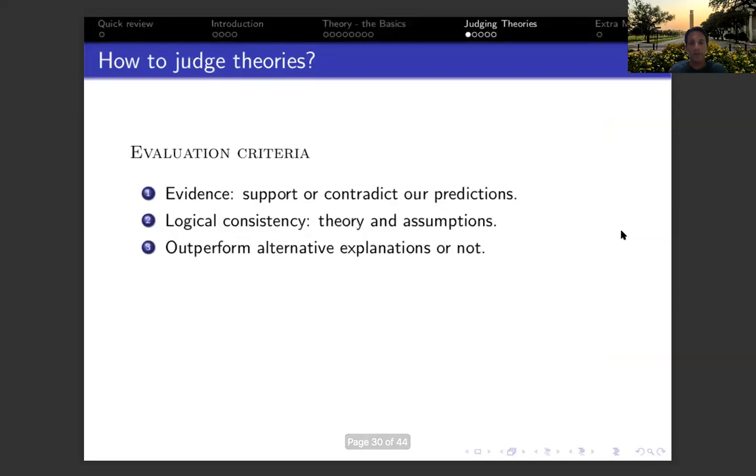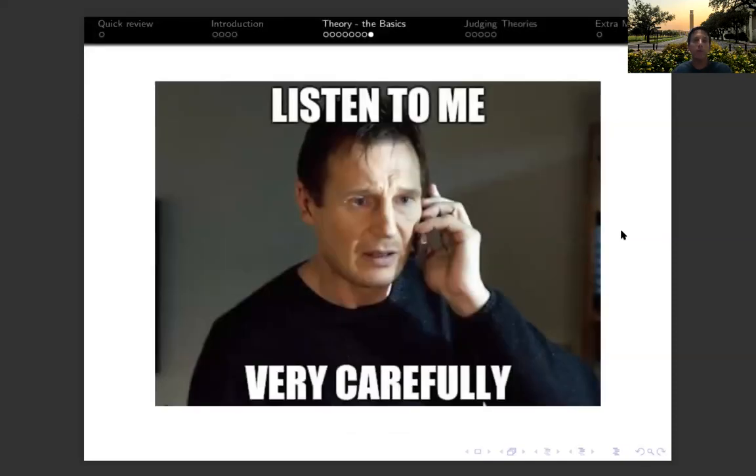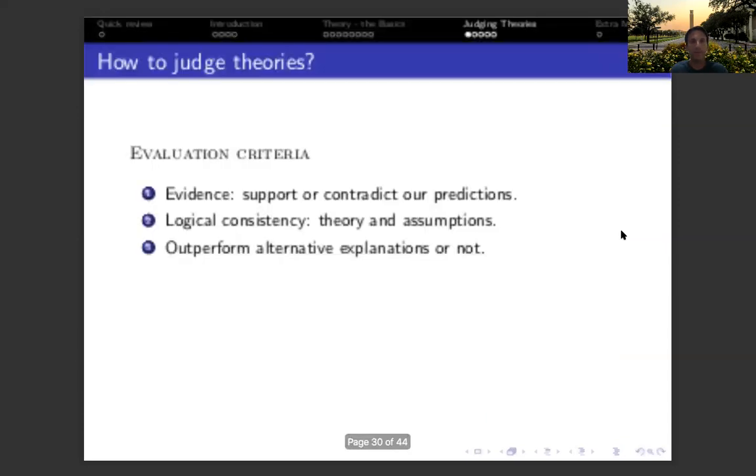All right, so we have learned about the different aspects of how to construct a theory, or what are the main aspects that we must think about when we build a theory. And I want to move ahead to the next phase, which is how do we evaluate a theory?